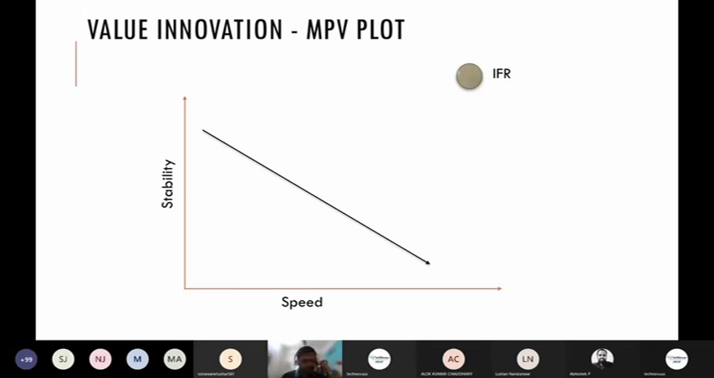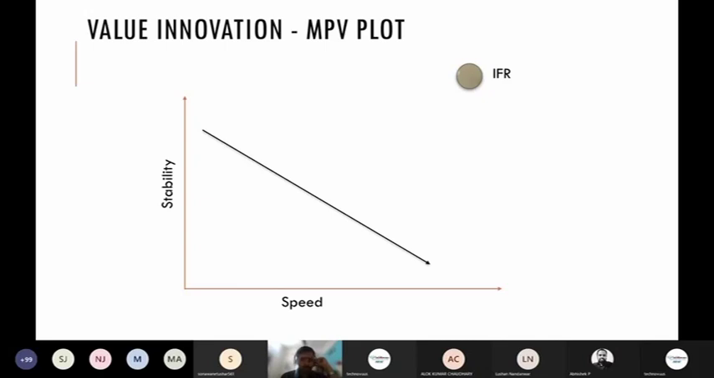Even a simple definition like this can create an array of technologies and solutions going forward. And believe me, we have multiple trade-offs like this. We are only talking about one, and once we understand one, the other things are equally true. Okay, now IFR.